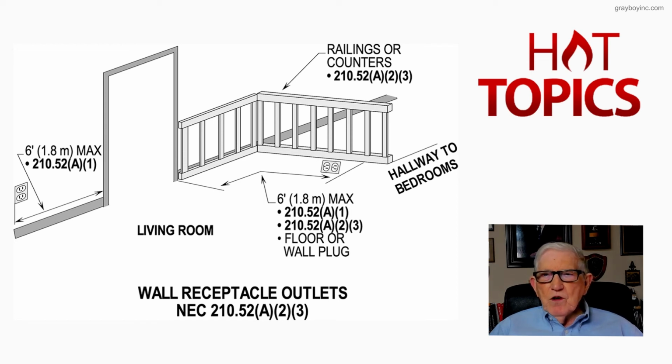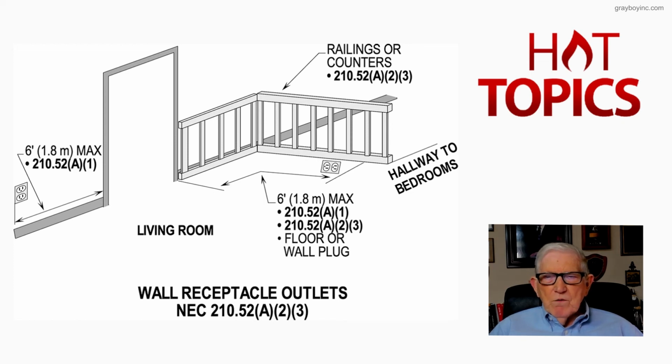Now notice where you have railings or counters, where you would have space for receptacles. Well, notice 210.52(A)(3) says again, if that railing, you need within 6 foot there, you would need to put in a receptacle. And of course, you could do a floor plug too. You could move out no further than 18 inches and have a floor plug, and that's acceptable to the authority having jurisdiction.